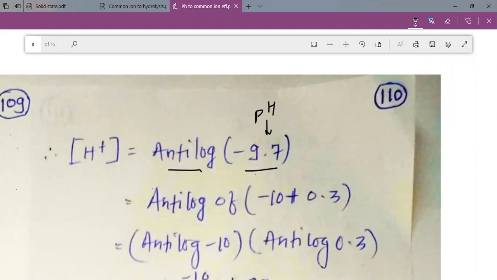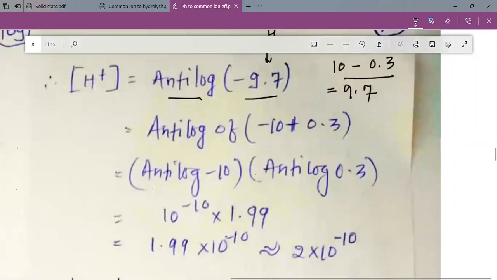Now for 9.7, my dear students, we can write minus 10 plus 0.3, since minus 10 plus 0.3 gives minus 9.7. So for minus 9.7 we write minus 10 plus 0.3, that is what we write for 9.7. So antilog of minus 10 plus 0.3.